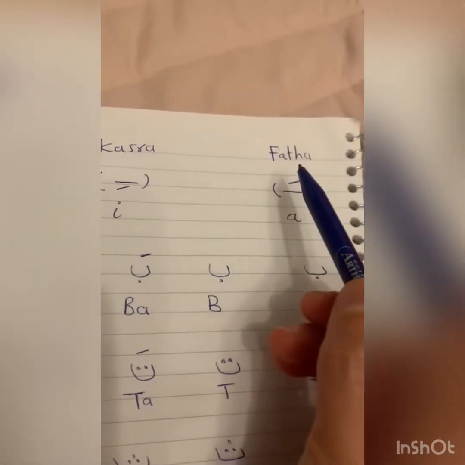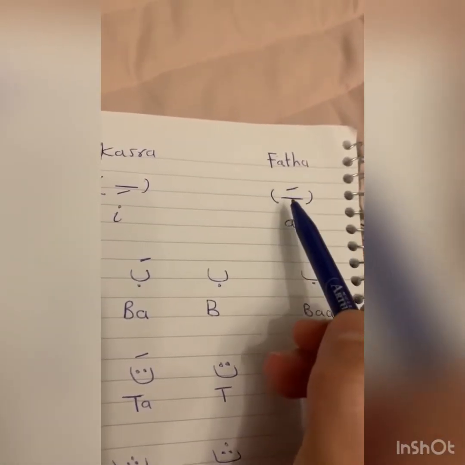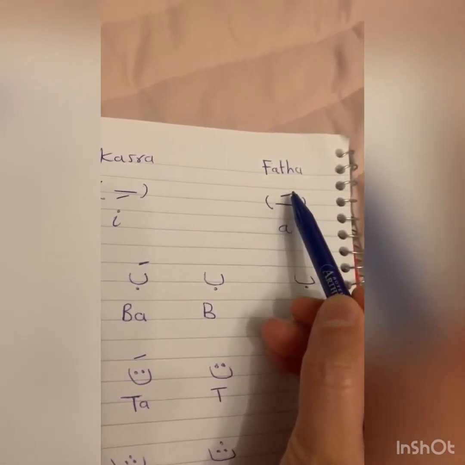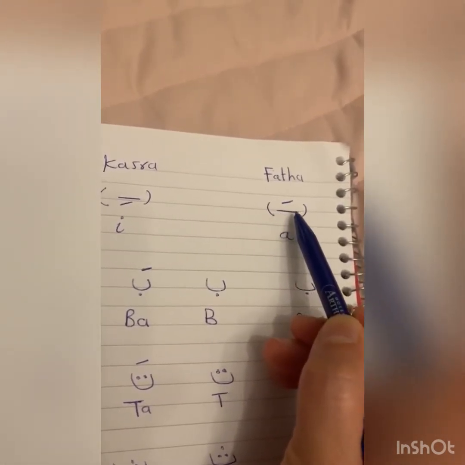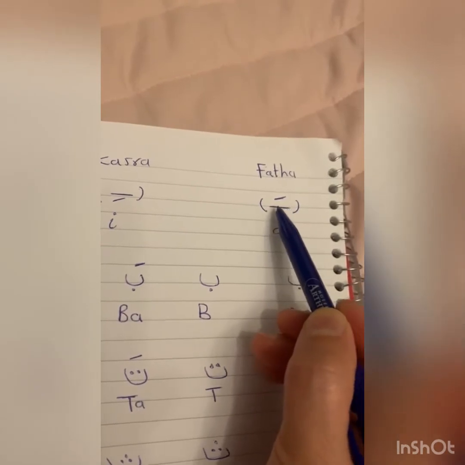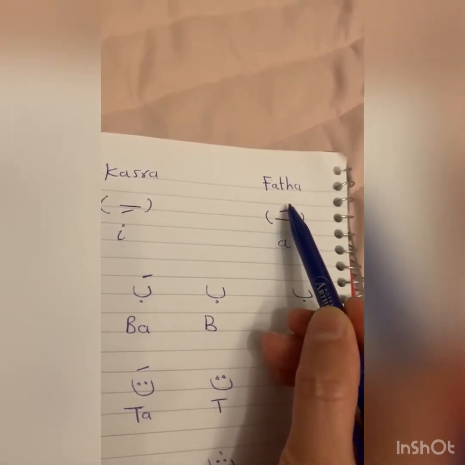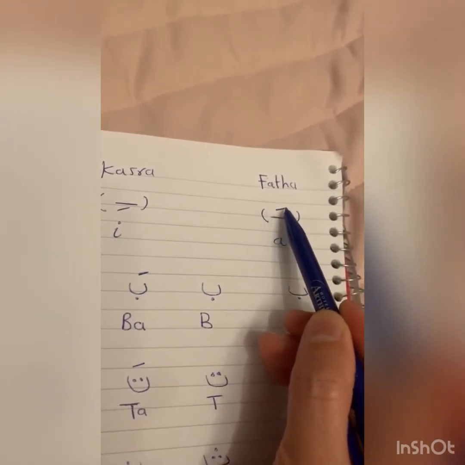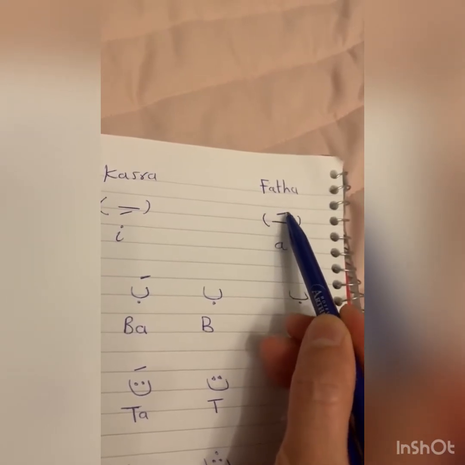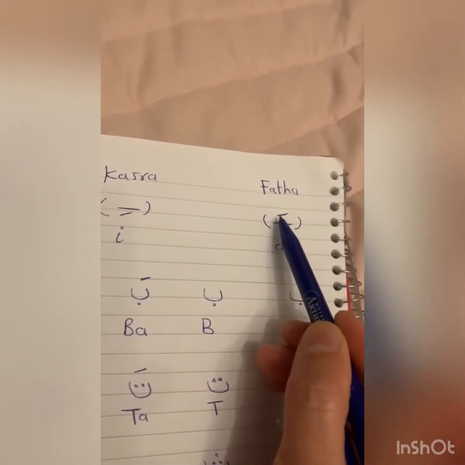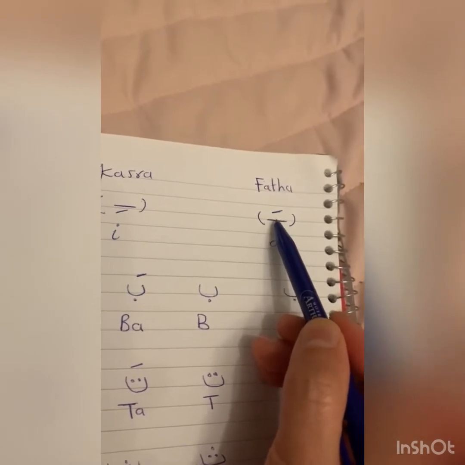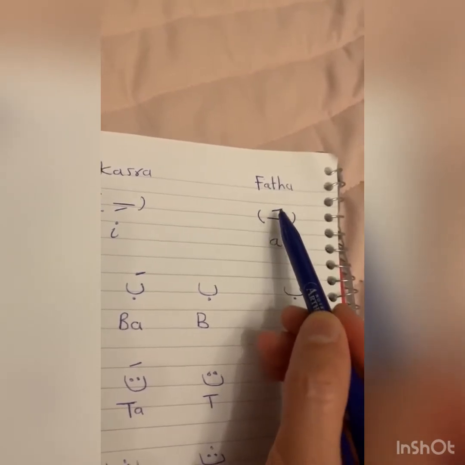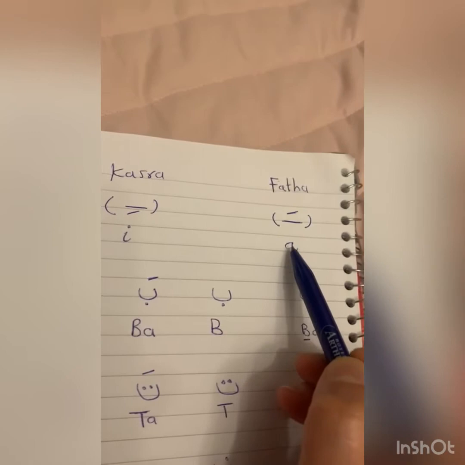The first one is called fatha, which appears like this. If we imagine this dash or this line is an Arabic letter, fatha always comes over the Arabic letter. The sound of fatha is a.